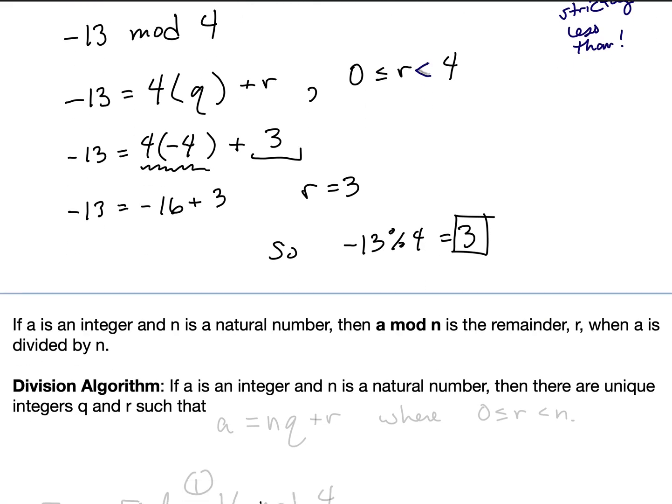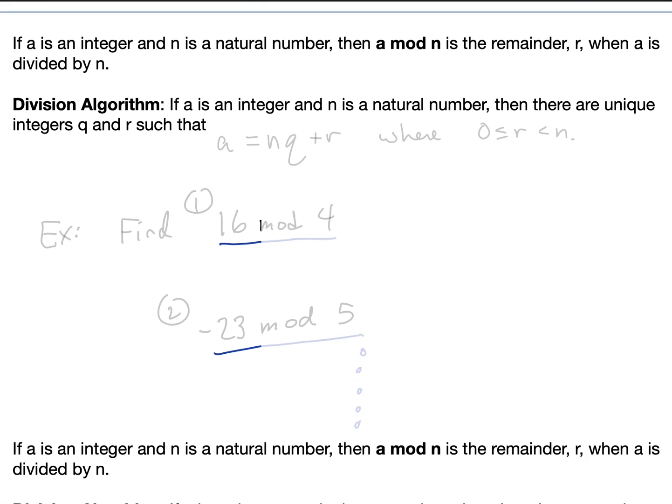Okay, so using this definition of a mod n, let's find 2 more examples. So let's find 16 mod 4, and let's also find negative 23 mod 5. So pause, take a look at that, and we'll talk about it in just a second.